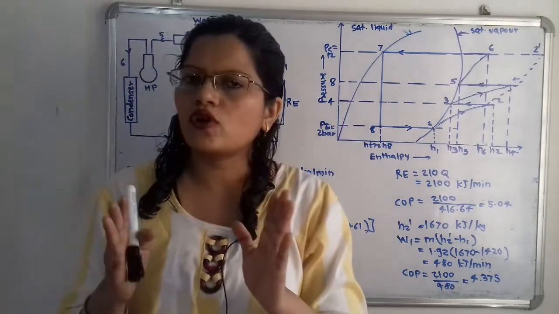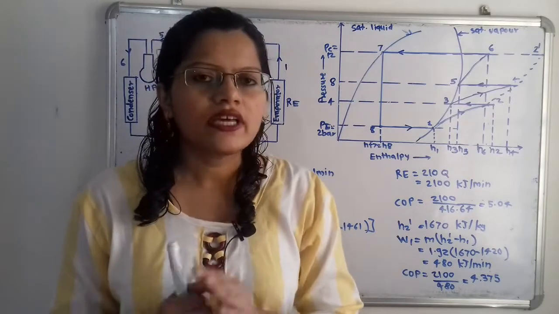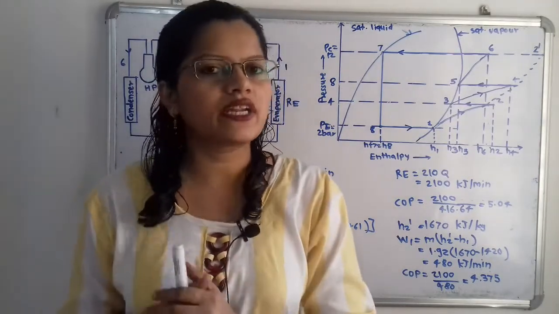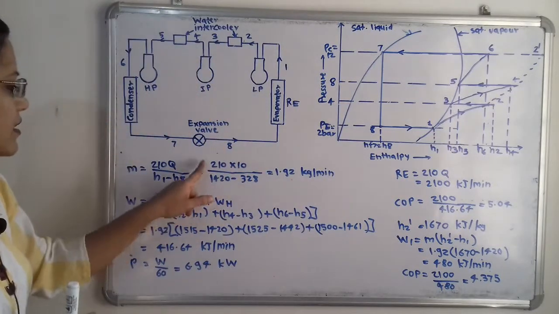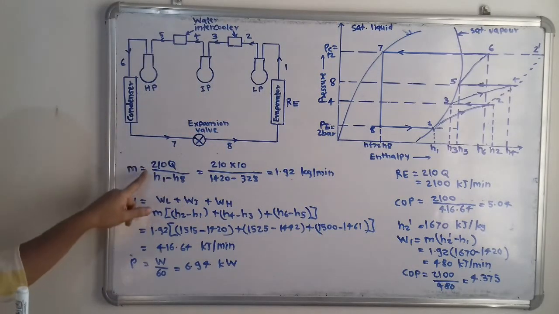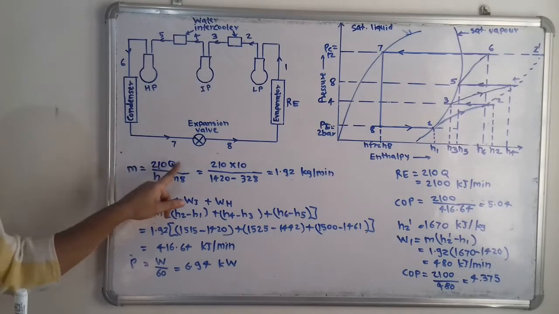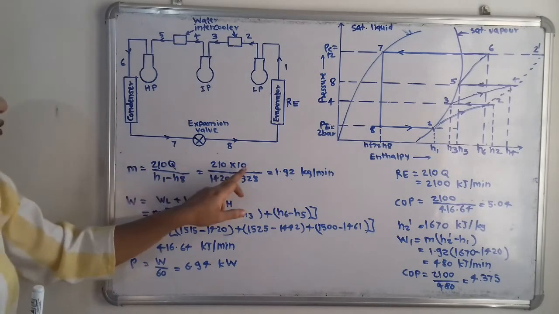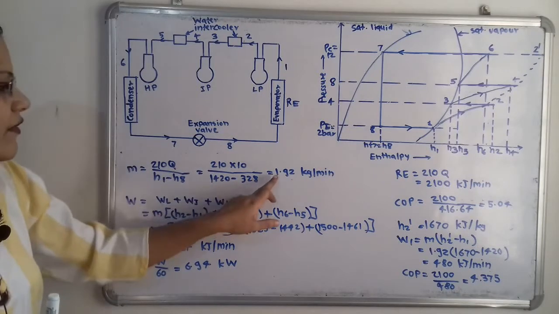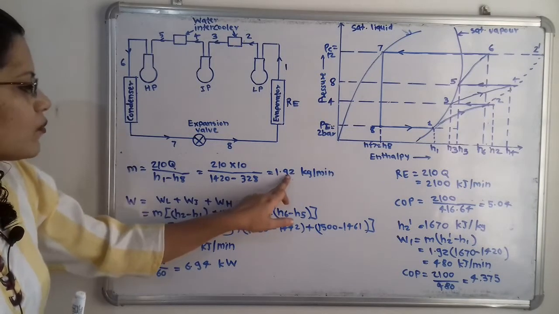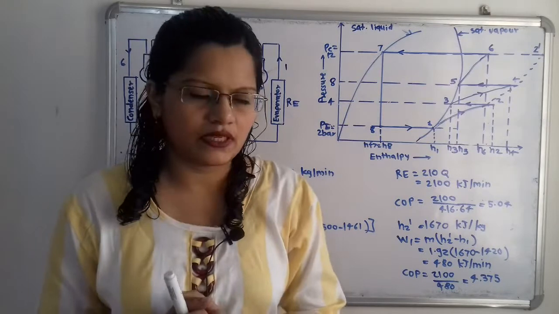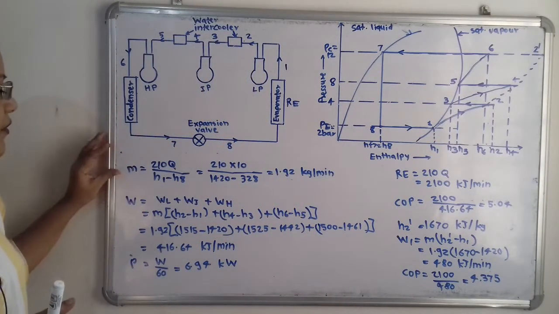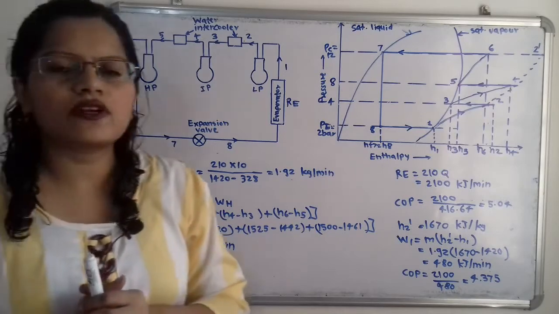For that, the load on the evaporator is given as 210 multiplied by Q, where Q is equal to 10 TR. So we have to take these values. The formula is M equals 210 Q divided by H1 minus H8. Q is equal to 10, and when we put in all the values, we get mass equal to 1.92 kilogram per minute.